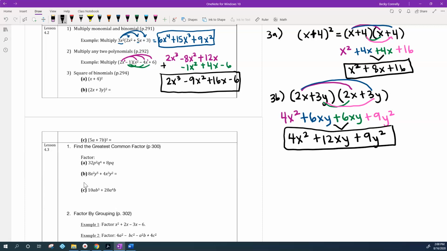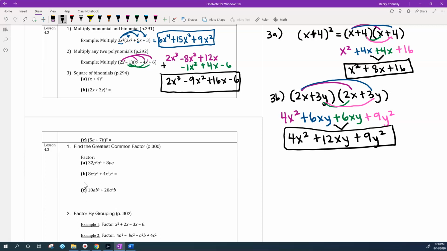Okay, and then part C is going to be really similar to that, doing the same thing. So I'm just going to go ahead and skip that one, let you do that one on your own. Okay, but remember the answer key is on Canvas, so you can look at that.